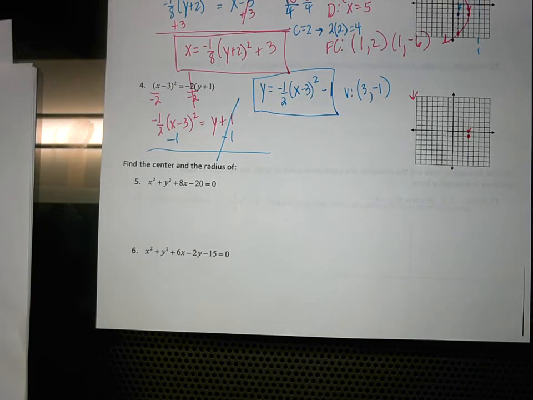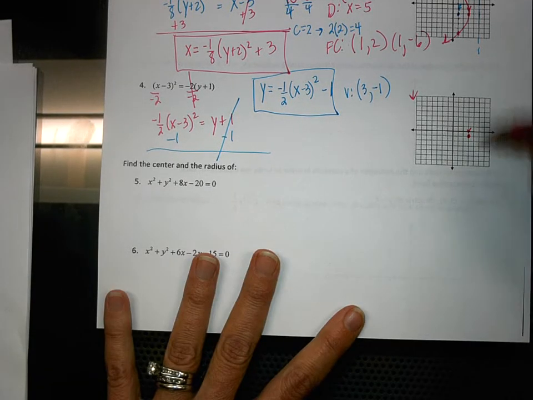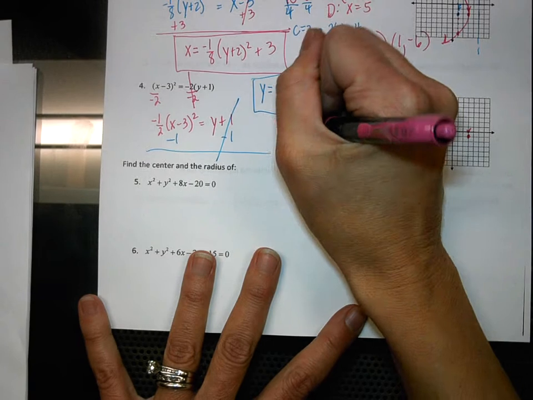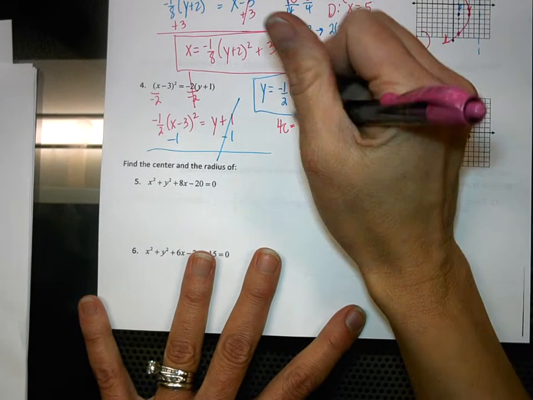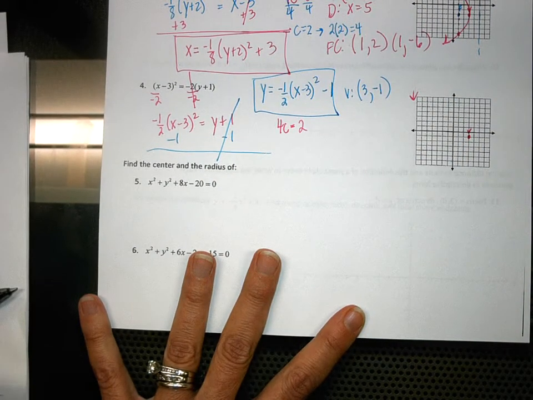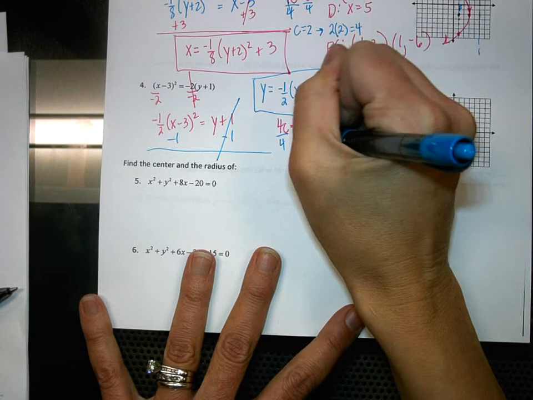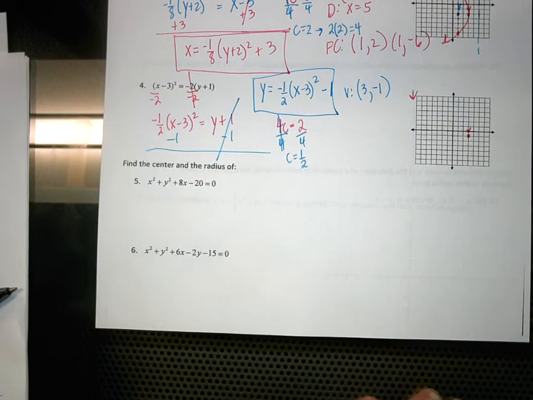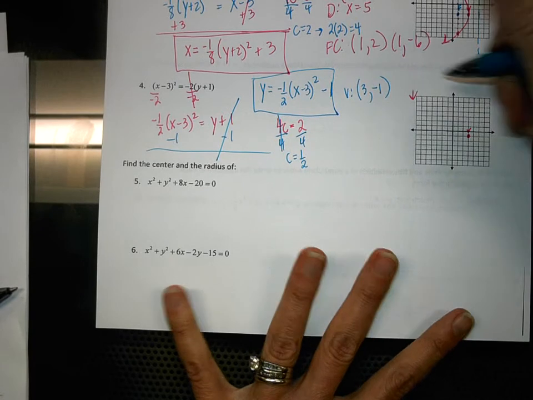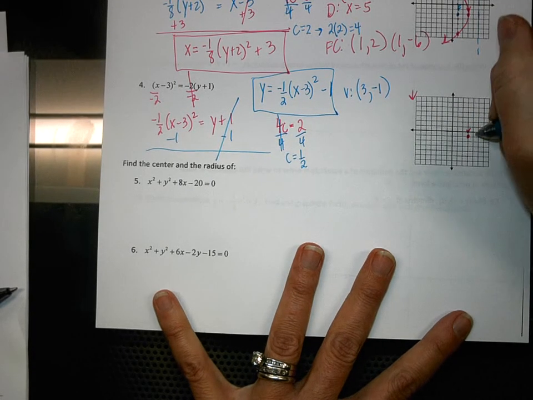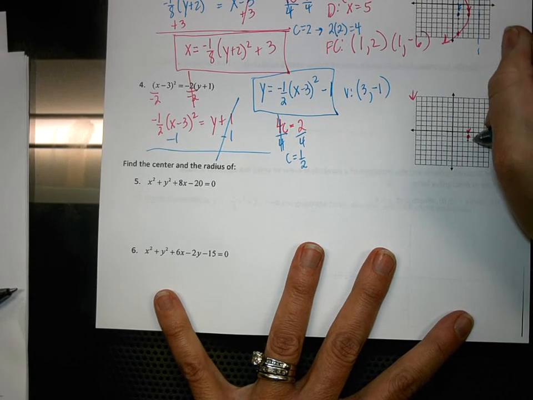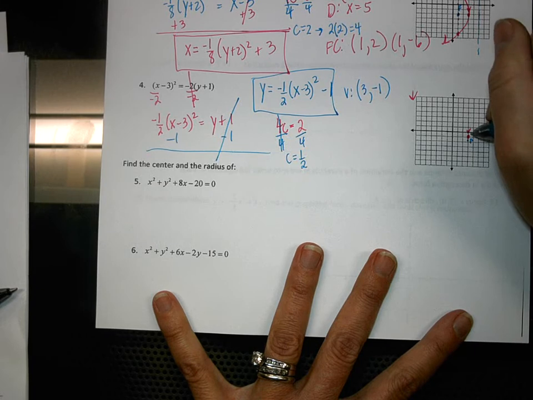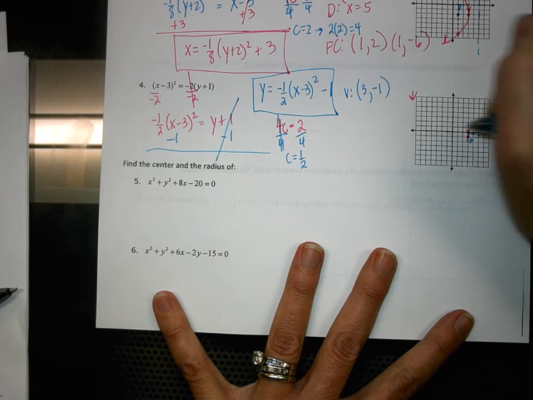To find the distance that I go for my focus and directrix, I go 4c equals this reciprocal, which is 2. And then I divide by 4 on both sides to get c by itself, and I get c equals 1/2 or 0.5. Because the graph is going down, for my focus I go 1/2 down and 1/2 up for my directrix.